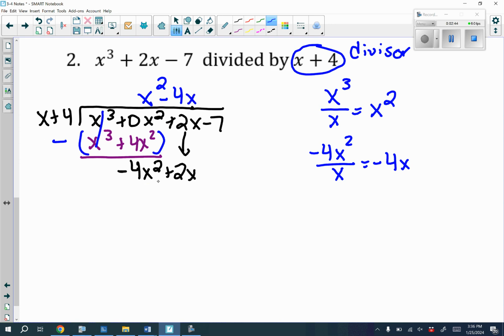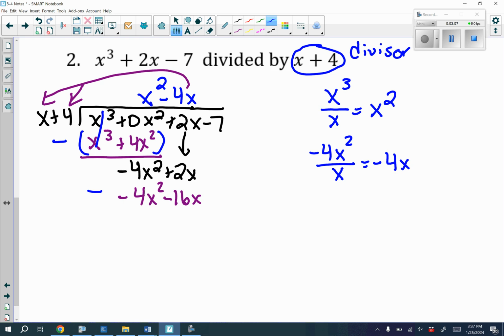Now, once I have done that, I'm going to go ahead and take my negative 4x and multiply by x and the 4. So when I do negative 4x times x, that gives me negative 4x squared. Notice these match. They should always match so we can eliminate. Then I do negative 4x times a positive 4. That gives me negative 16x.